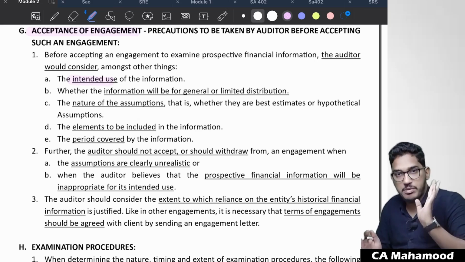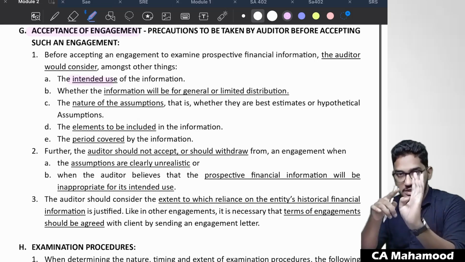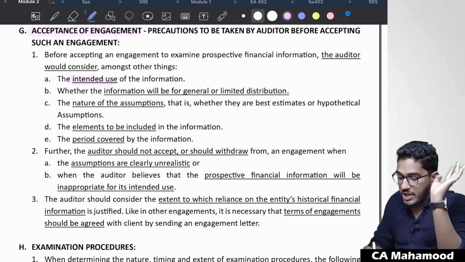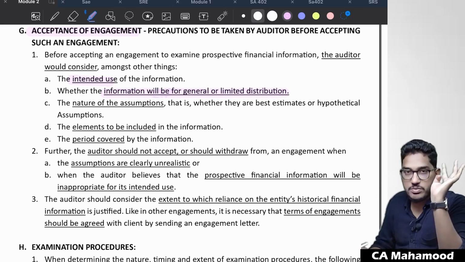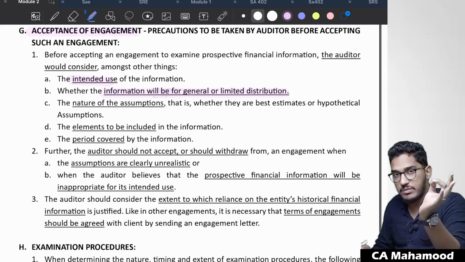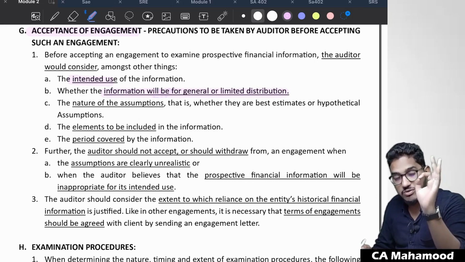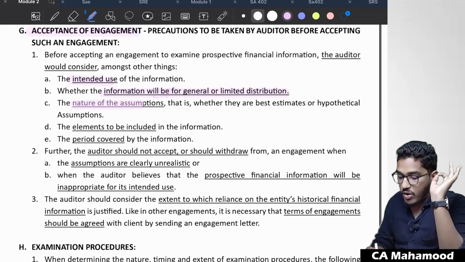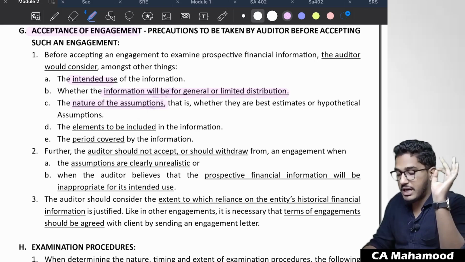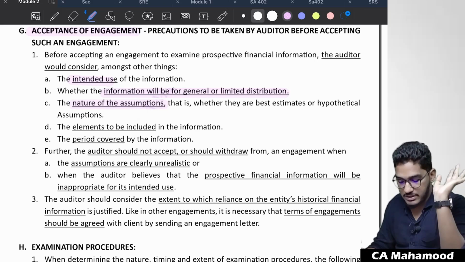intended use. What is the purpose? Why is this prospective financial information getting prepared? You have to understand that. Whether the information will be general or limited distribution, whether this information will be circulated to everybody or distributed only to a limited number of people. And what is the nature of assumptions? Are they using best estimate assumptions or hypothetical assumptions?